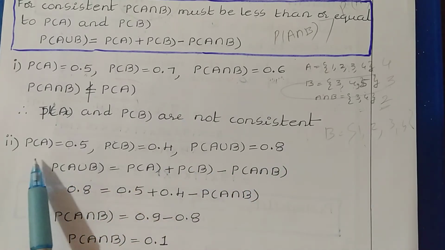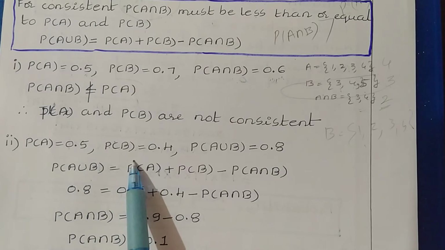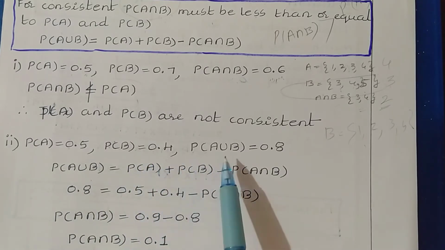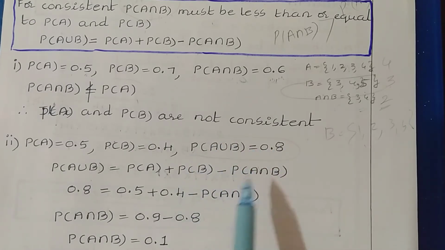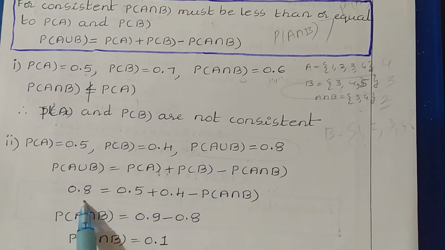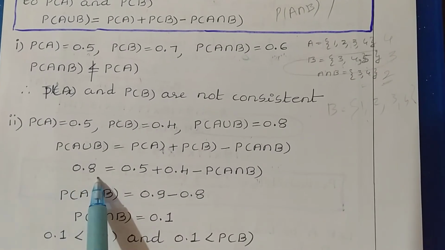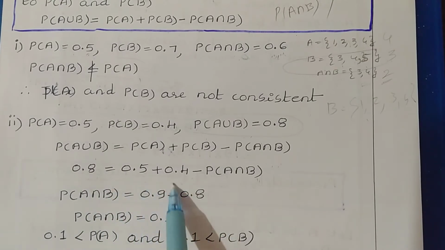Next, the second values. Probability of A is 0.5, probability of B is 0.4, probability of A union B is 0.8. See here, to check the consistency, we need the probability of A intersection B. But they have given the probability of A union B. So now let us use this formula and let us find the value of probability of A intersection B. So probability of A union B is 0.8. Probability of A is 0.5 plus probability of B is 0.4 minus probability of A intersection B we need to find. So here we get 0.8, then 0.5 plus 0.4 is 0.9.